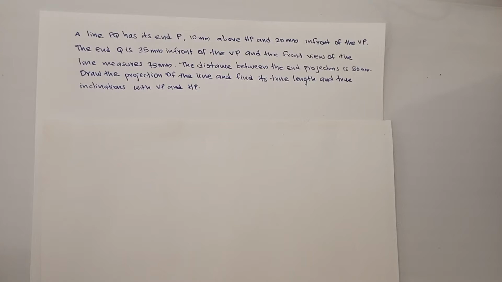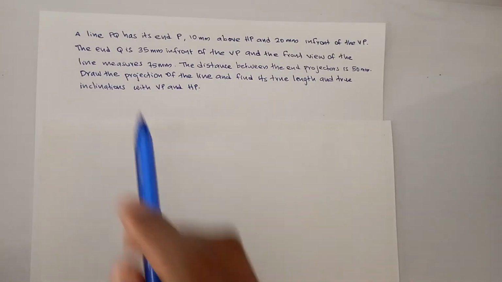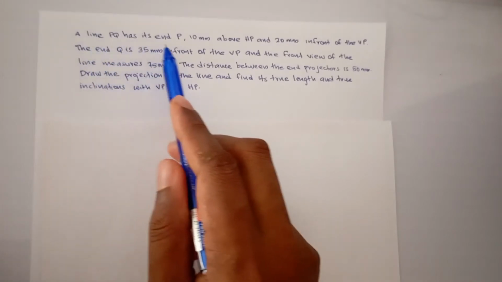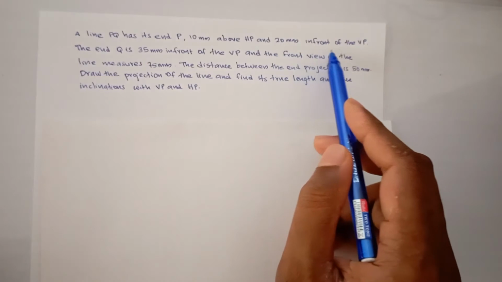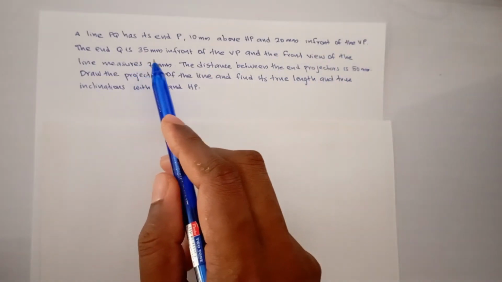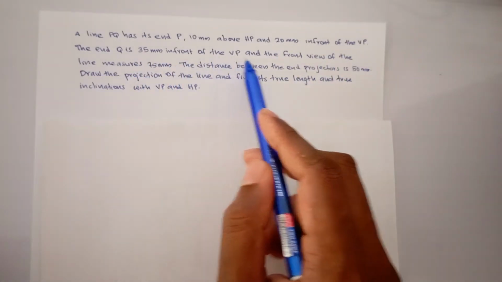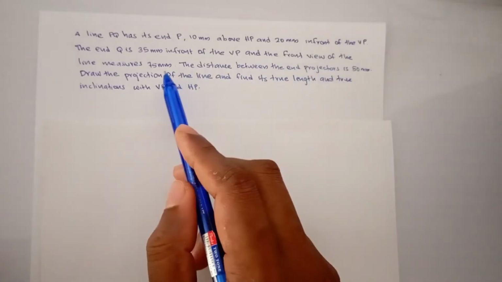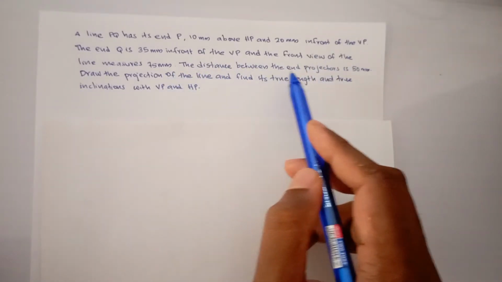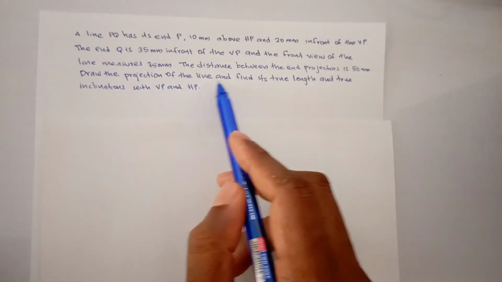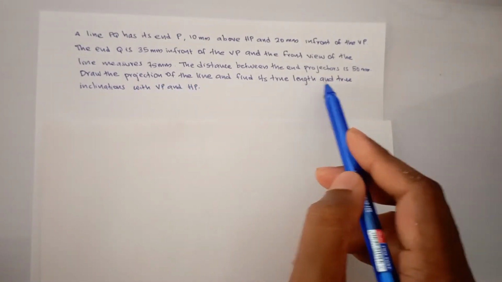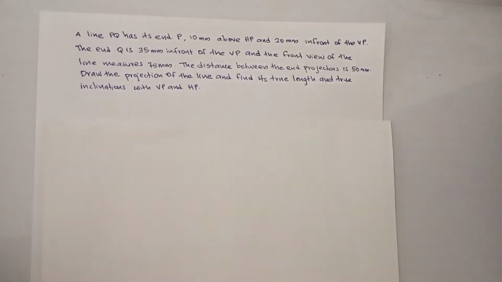Let's discuss a projection of line problem based on plane rotation method. The problem is a line PQ has its end P 10 mm above HP and 20 mm in front of the VP. The end Q is 35 mm in front of the VP and the front view of the line measures 75 mm. The distance between the end projectors is 50 mm. Draw the projection of the line and find its true length and true inclination with HP and VP.